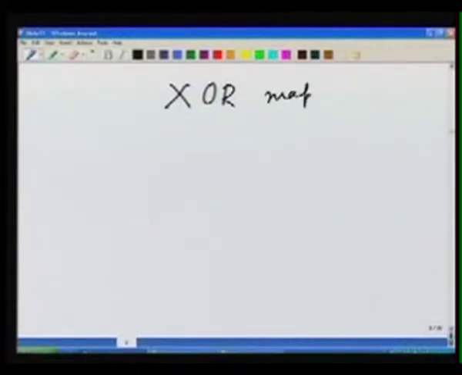But there are many functions which are not linearly separable. A very simple example is the XOR function. So, let us look at another example, the XOR map. In this function, we have 2 inputs and 1 output, and the truth table looks like this.